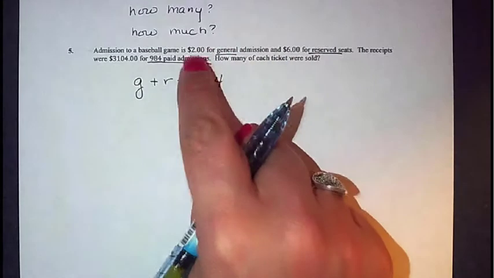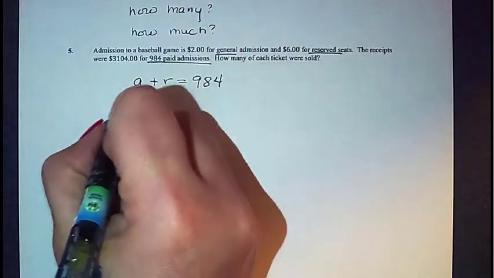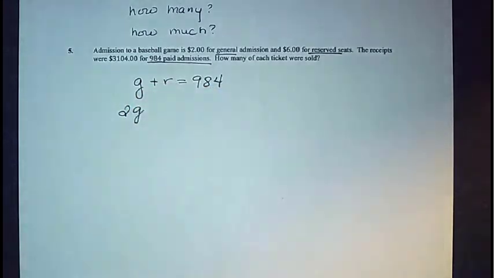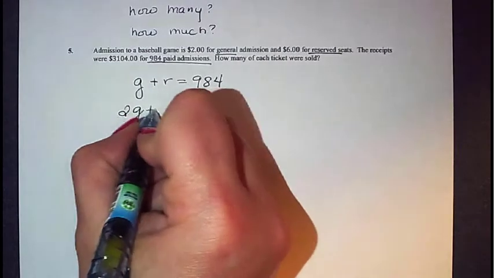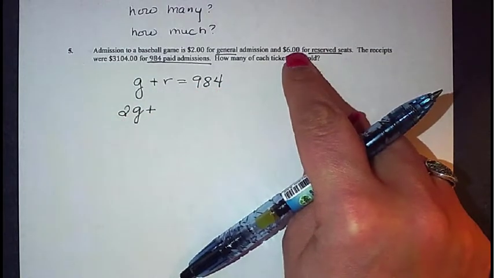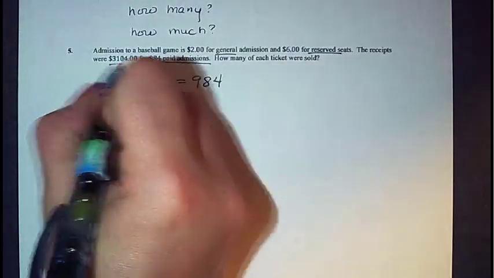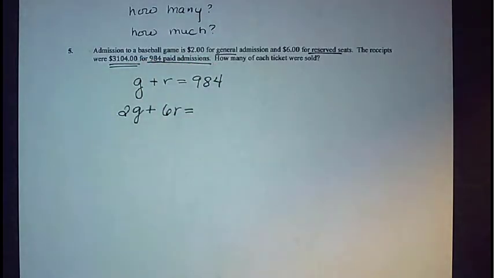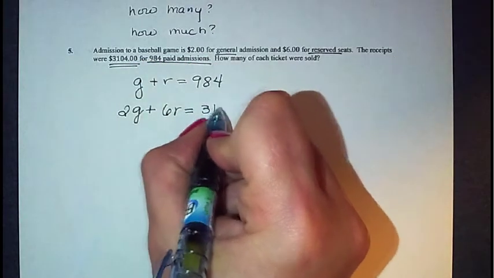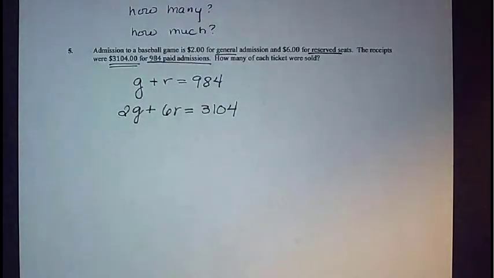So I've got G plus R equals 984. Again, that's my how many. Now let's talk about the money. So my how much is my general seat cost $2. So that's 2 times my G. So every person who bought a general seat is paying $2, so 2G, plus my $6 for my reserve seat, so this is 6R. And then the total amount collected, the total amount of money, was $3,104. So those are my two equations.